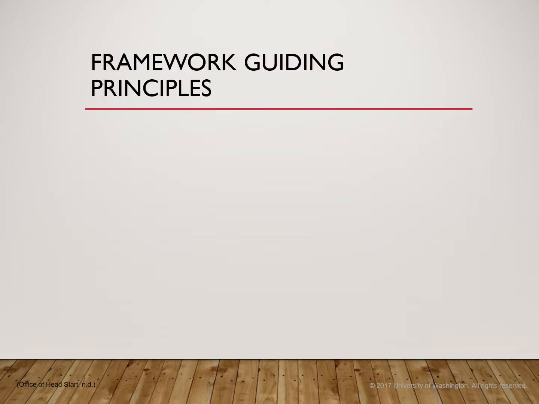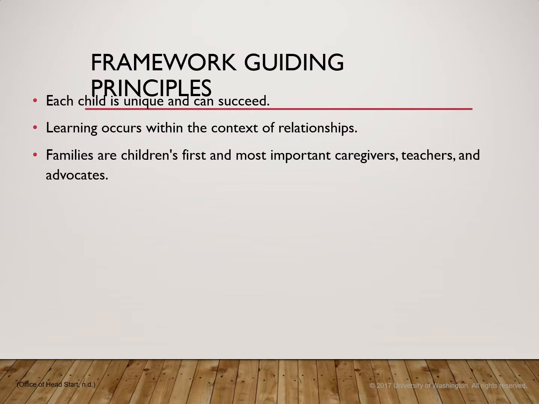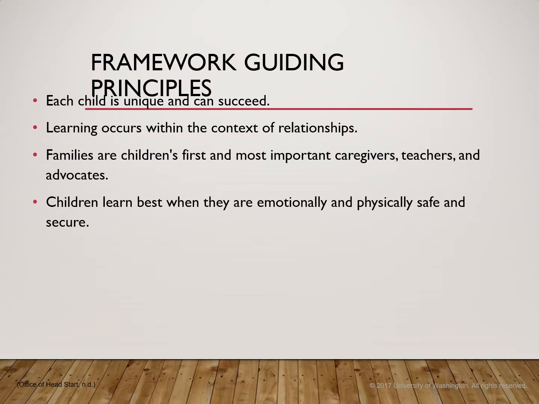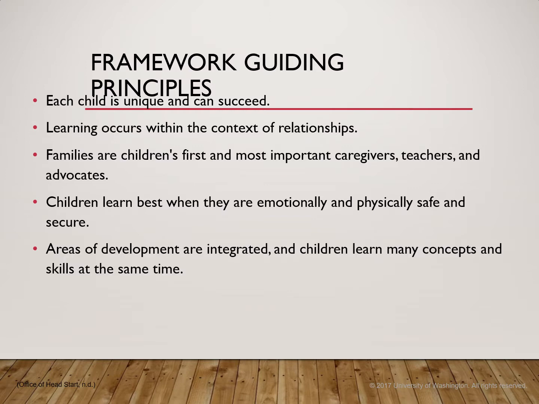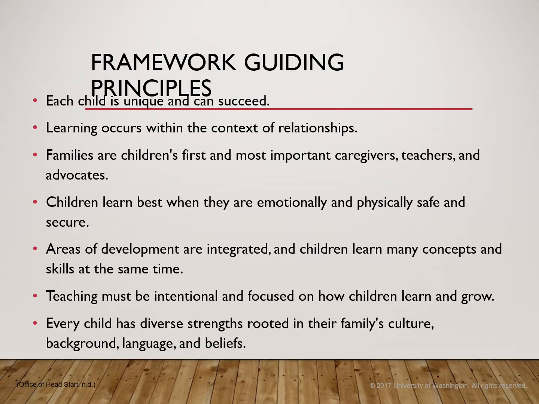Okay, here we have the framework's guiding principles. First, each child is unique and can succeed. Learning occurs within the context of relationships. Families are children's first and most important caregivers, teachers, and advocates. Children learn best when they are emotionally and physically safe and secure. Areas of development are integrated, and children learn many concepts and skills at the same time. Teaching must be intentional and focused on how children learn and grow. Every child has diverse strengths rooted in their family's culture, background, language, and beliefs.